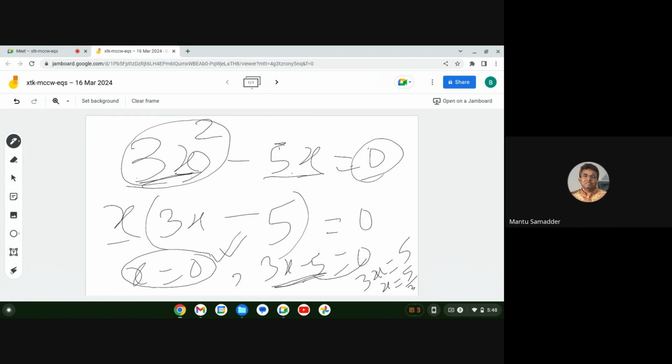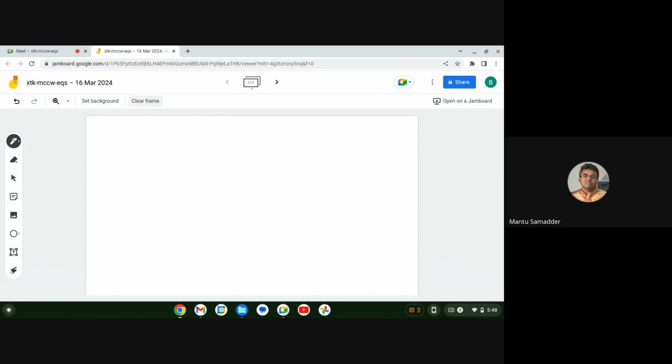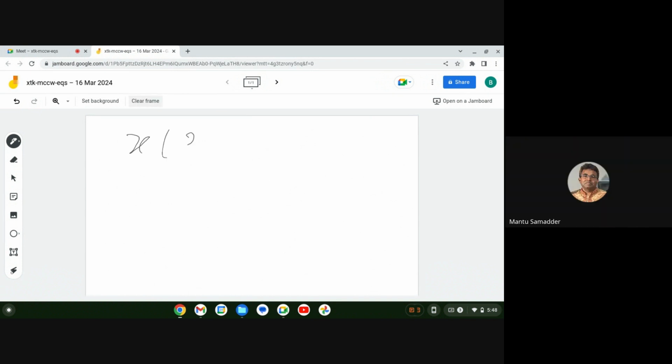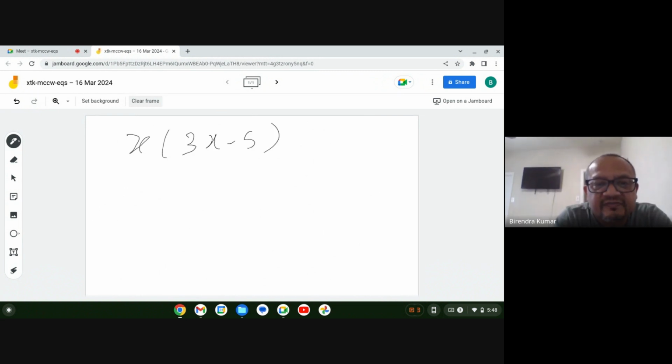We'll write it down. I will write it here again. This is what I had: x into 3x minus 5. When I took the x common out, my equation became like this. That means either this part is 0 or this part is 0. So let me take the first equation when x is 0. There's nothing to do. It comes with a simple thing. x goes to 0. Very simple.